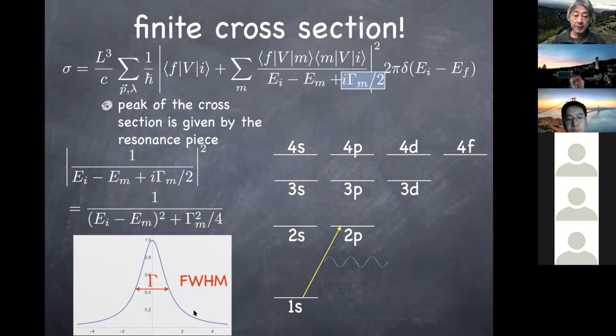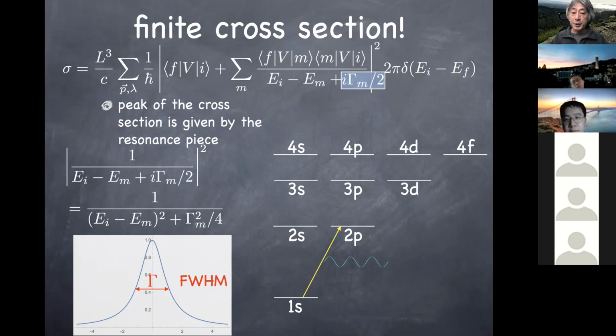And this function, which is 1 over energy difference squared plus gamma squared over 4, is called the Lorentzian distribution, or is also called the Breit-Wigner distribution. And Lorentzian or Breit-Wigner is the characteristic shape of the energy dependence of the cross-section when you hit the energy exactly right to excite the system to an unstable excited state.